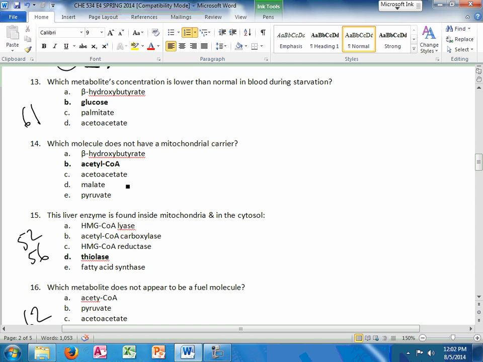Which metabolite's concentration is lower than normal in the blood during starvation? So it's glucose. Glucose drops during starvation. The ketone bodies are significantly increased, and palmitate is barely increased.